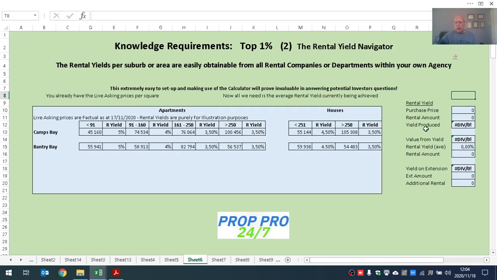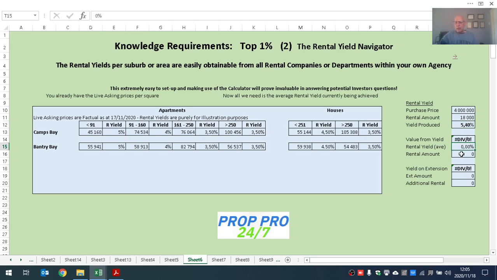We want to find out what is the yield produced on a recently purchased apartment in Bantry Bay, for example. We purchased it for 4 million rand, and the client is achieving a 18,000 rand per month net rental income. What is the yield produced? It's 5.4%. It would be wonderful to answer that off the cuff.